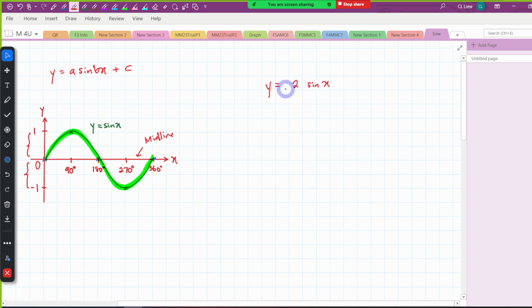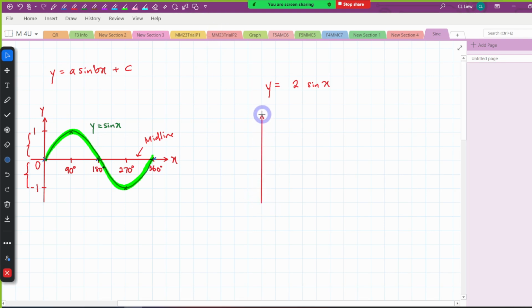Okay, now let's look at this one, y equal to 2 sine x. You know that the amplitude will change, the amplitude will become 2, and we don't have any vertical shift, because at the back here is plus 0. It means that the midline is still over here, y equal to 0. And the period remains unchanged because this is 1, the same as the parent graph. So the only thing changed here is the amplitude. So how do we sketch this graph? It's actually very easy.